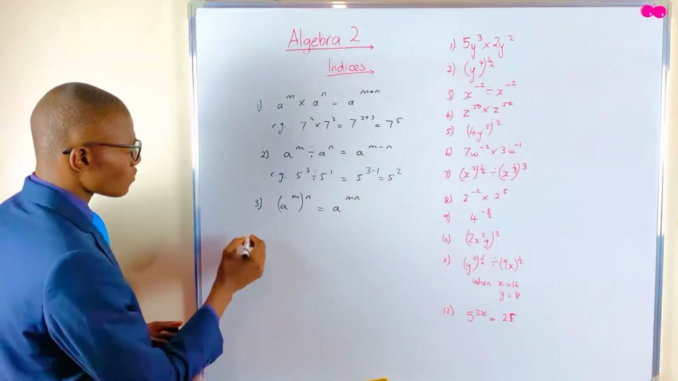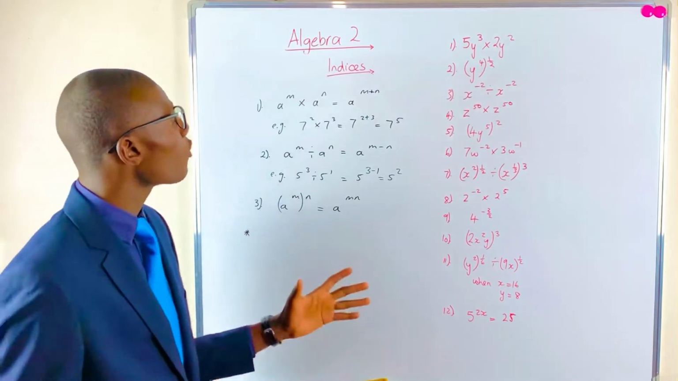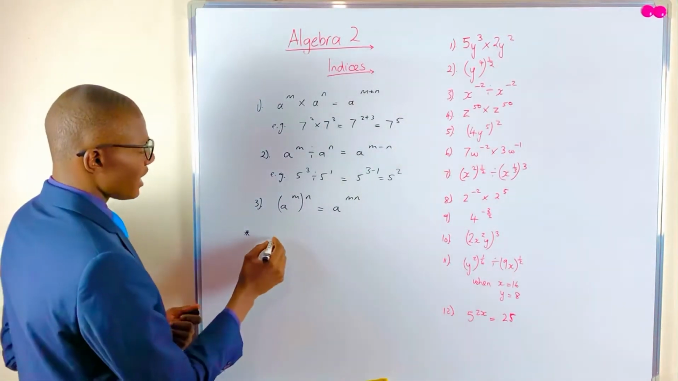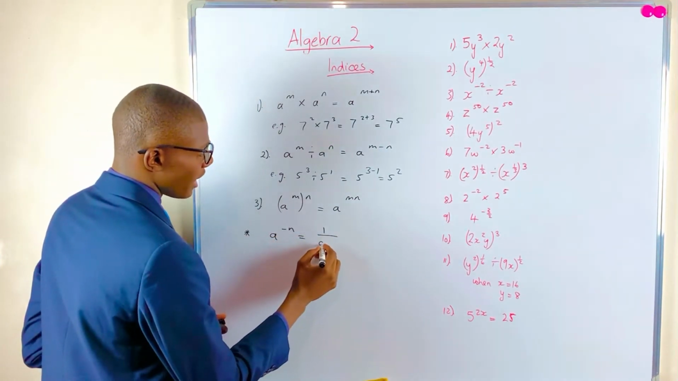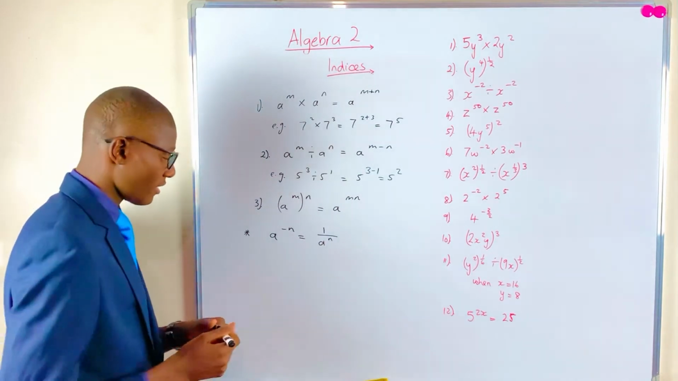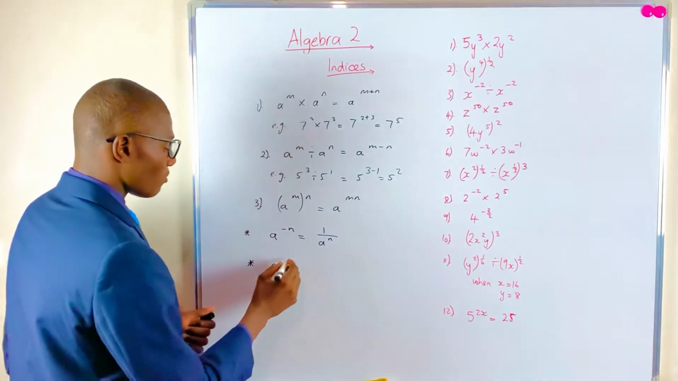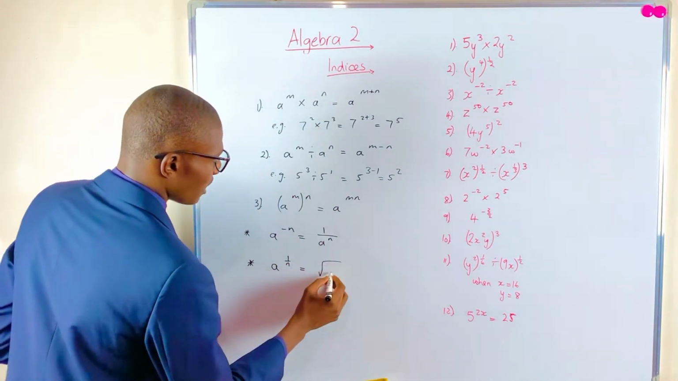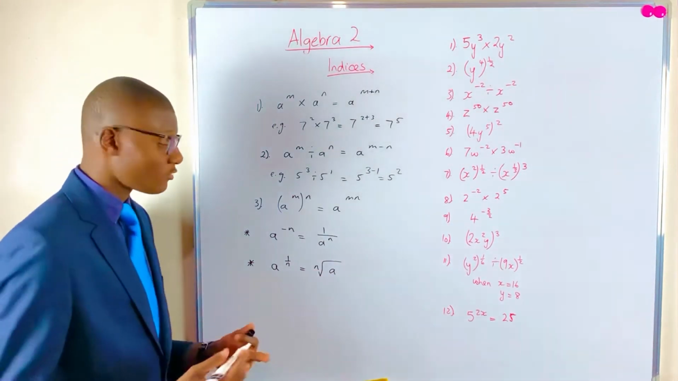Right. And then as well, they're just general forms that you have to know when we talk about indices. For example, if we say a to the power of minus n, this implies 1 over a to the power of n. And then of course, if we've got a to the power of 1 over n, this implies that we're finding the nth root of a.